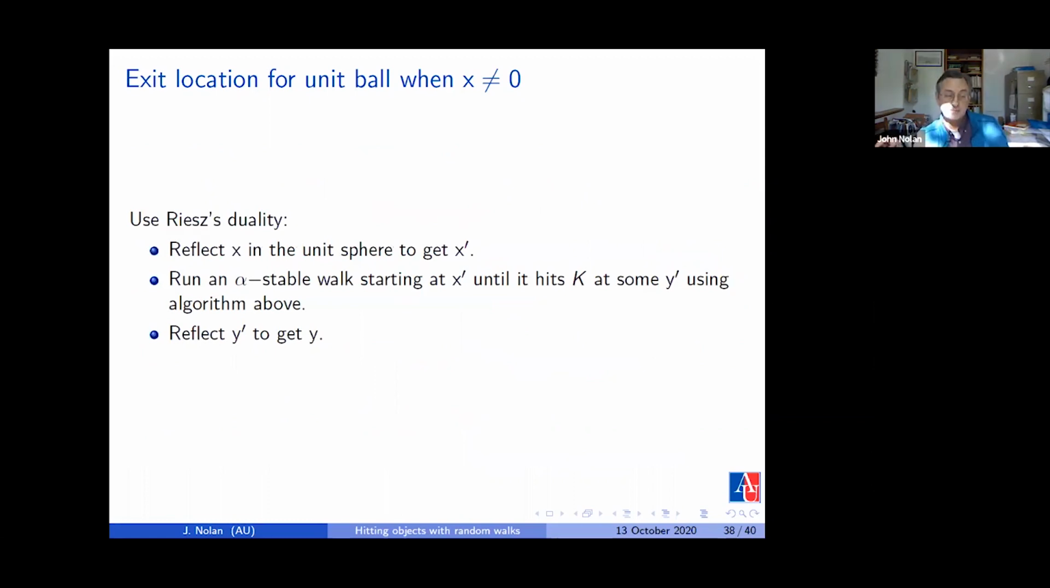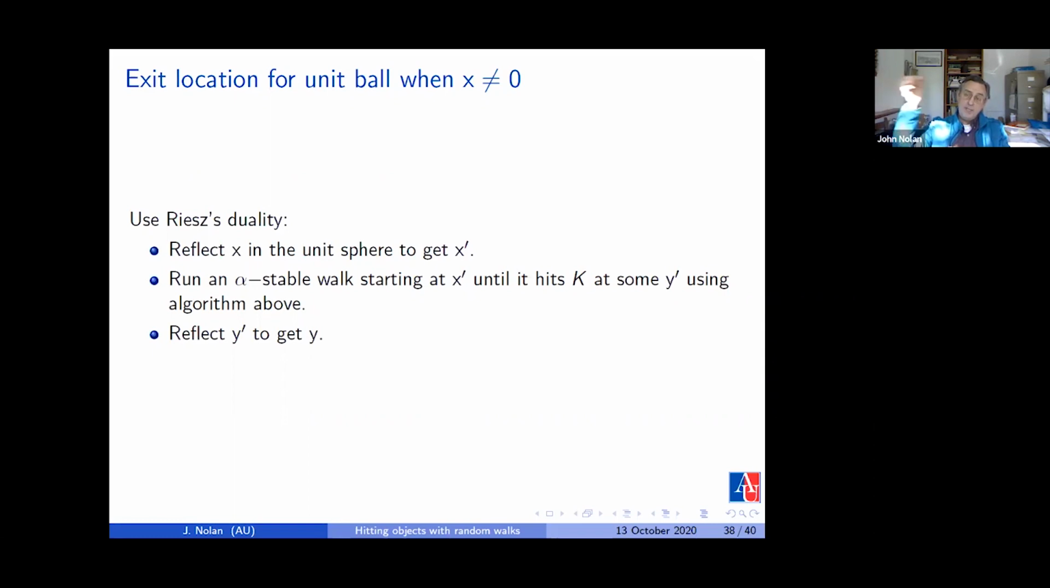The other case is where we're not starting at the center of the ball. And here there's a clever idea. We tried to do this directly, but it gets very complicated. Then we realize we can use Riesz's idea of duality. So remember, we're starting at a point inside the ball. And what duality lets us do is to reflect that point through the sphere. So we get a point that's outside of the ball.